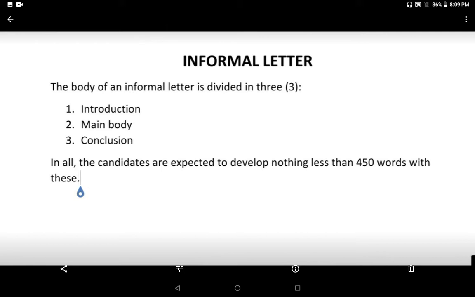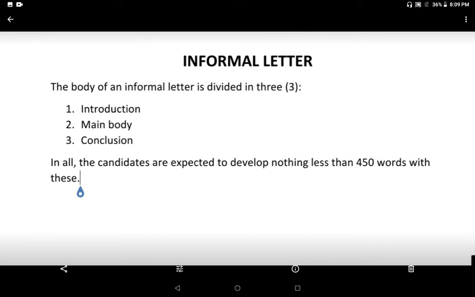Yes, the main body of an informal letter is divided into 3. We have the introduction, we have the main body, and we have the conclusion. So as soon as you are done with your address, your date, your salutation, the first thing you want to do is to start writing.